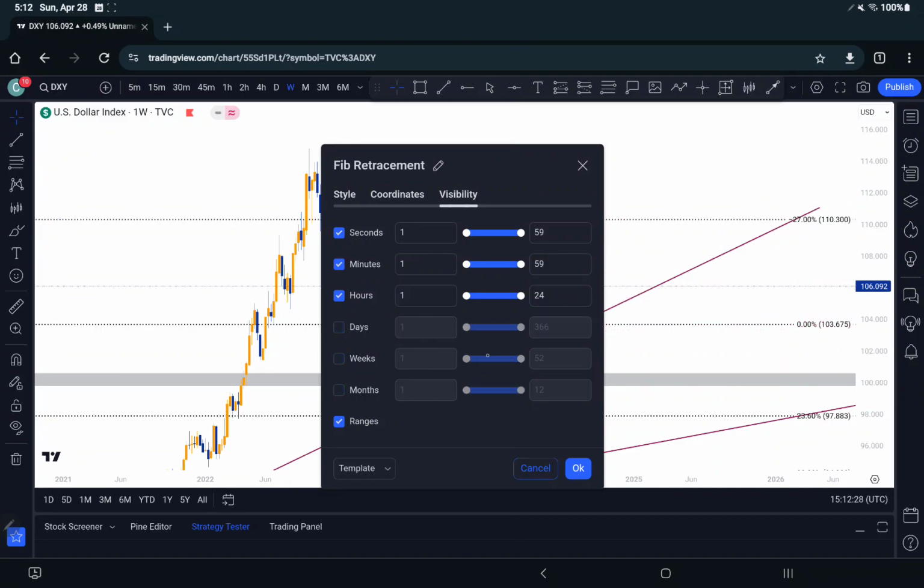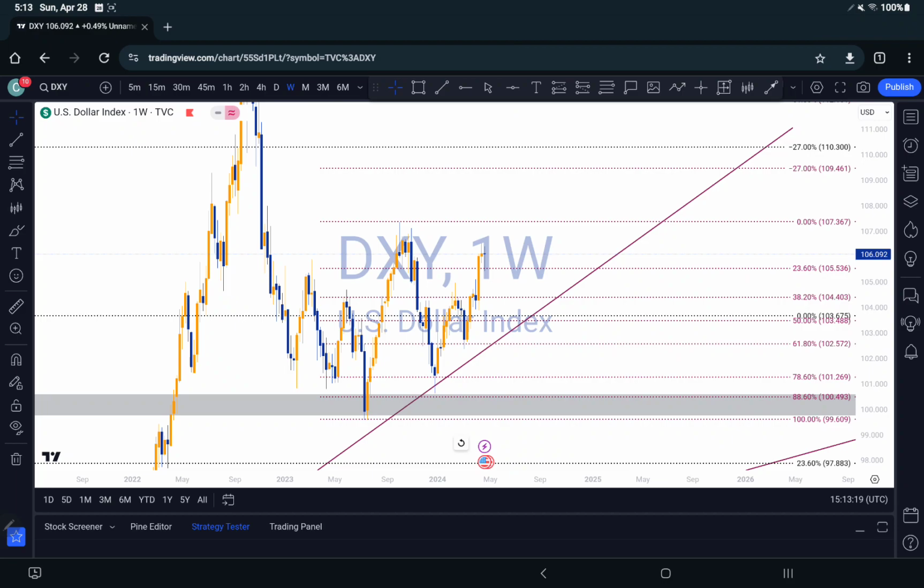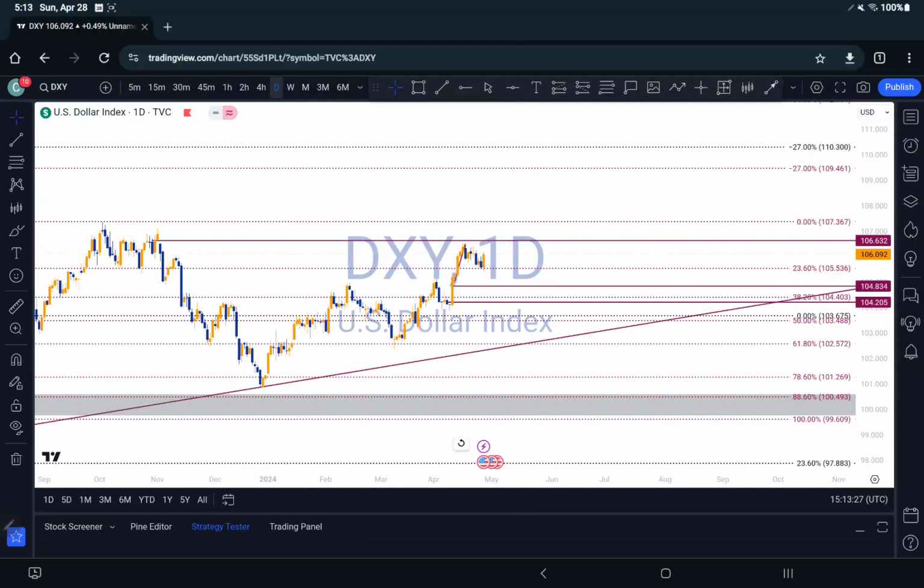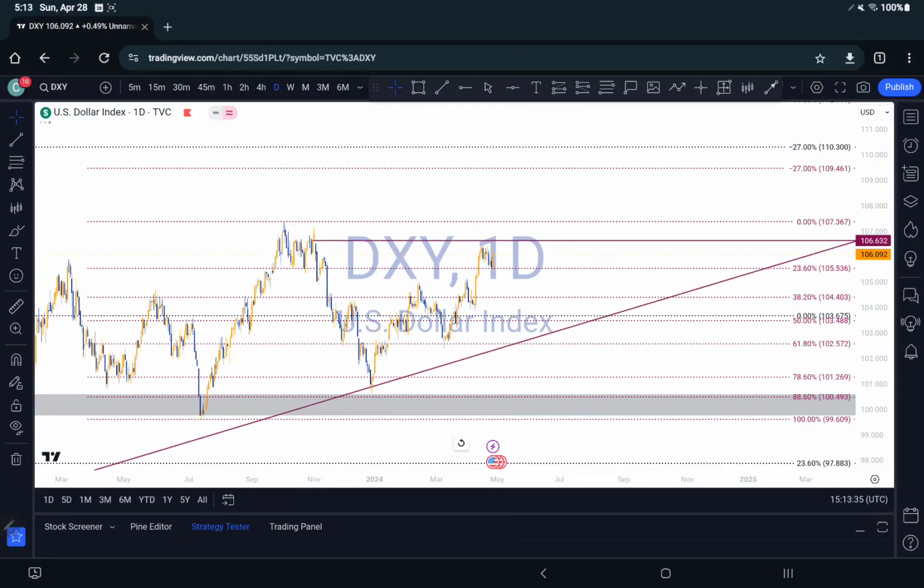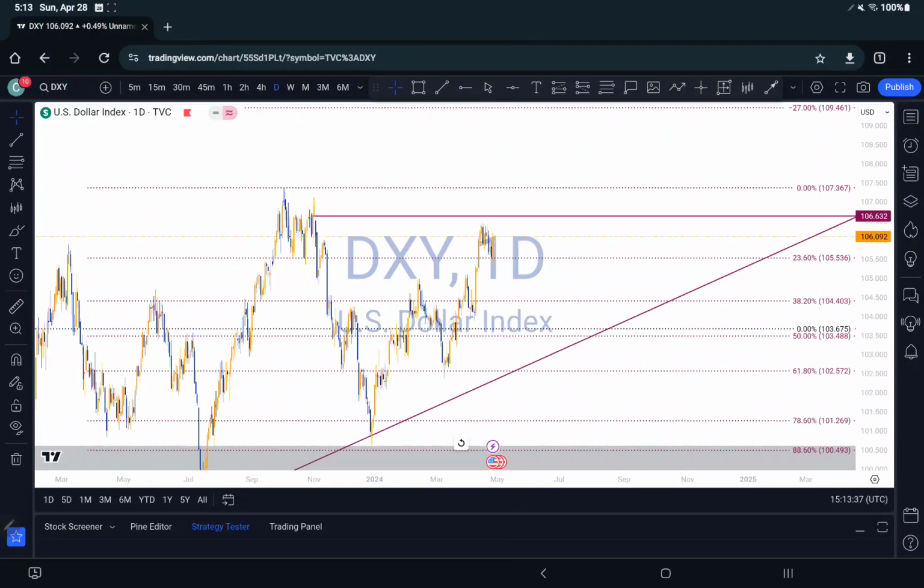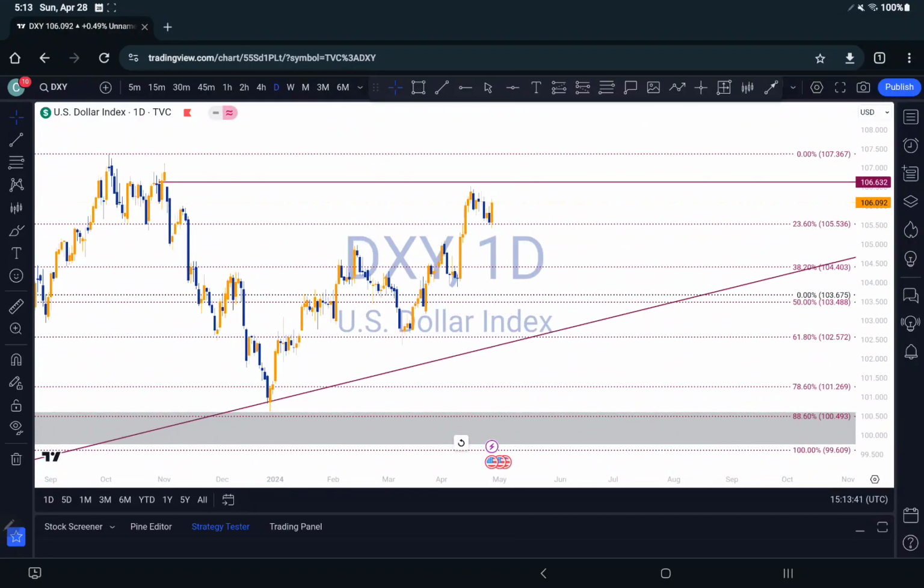Let's see. Like I said, we should be expecting some sort of a move like this, continuing to push to the upside. Let's go to my daily time frame and see. Let me delete these previous ones I have right here. Okay, let's see from here to here.